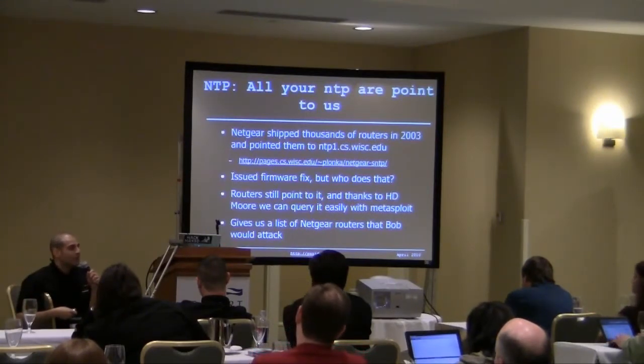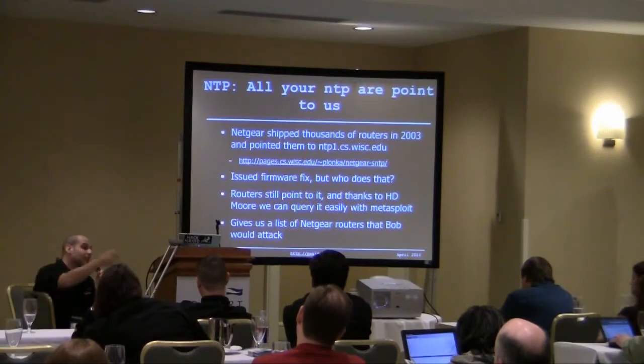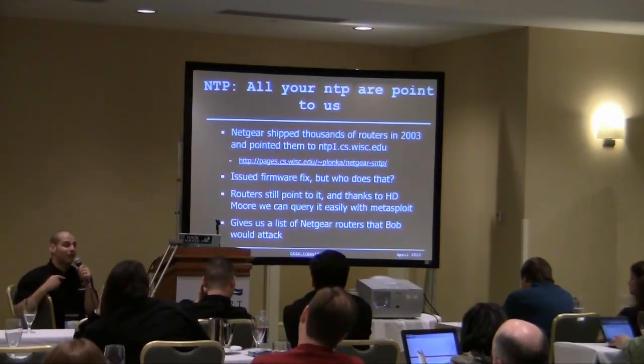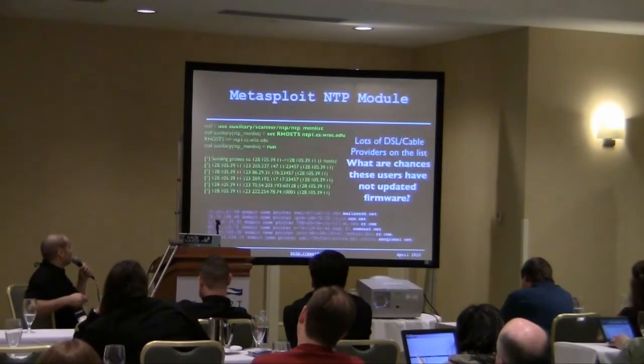So I said, well, let's do this. If no one's updated their firmware, that means they're still querying the server. I can query this NTP server and get a list of the last 600 clients that have queried that NTP server. I'm like, if those are cable modem IP address ranges, they're routers. And not only are they routers, but they're vulnerable routers. So I put my theory to the test.